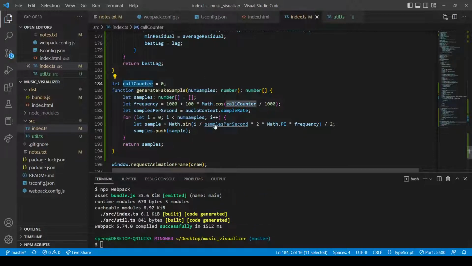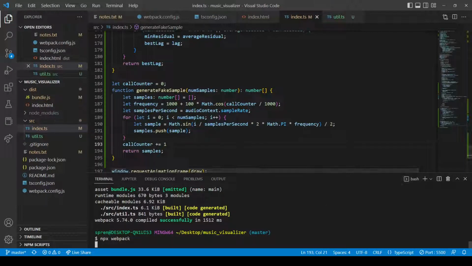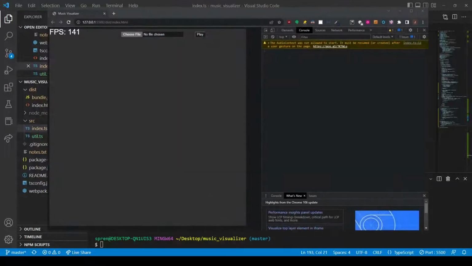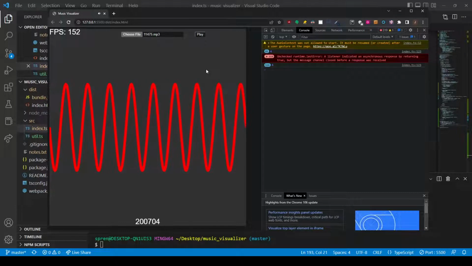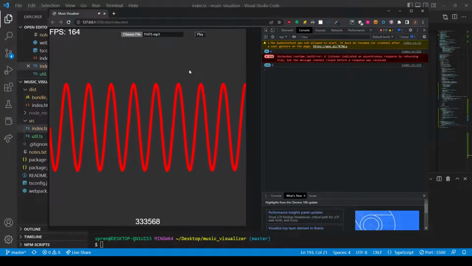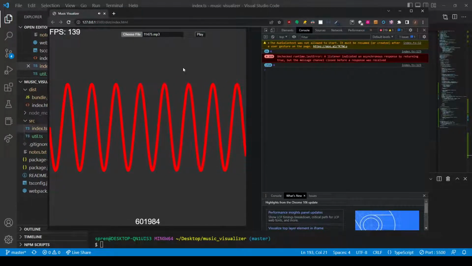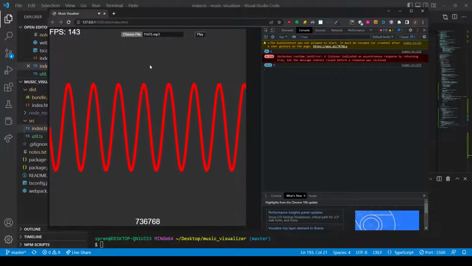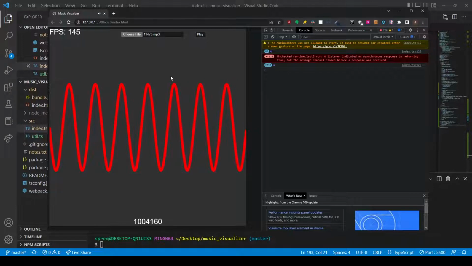Oh, I should increase this. Yeah, that looks right-ish. And it's getting wider, and then it's going to get less wide. Yeah, that's kind of what we want, I think, approximately. Perfect.